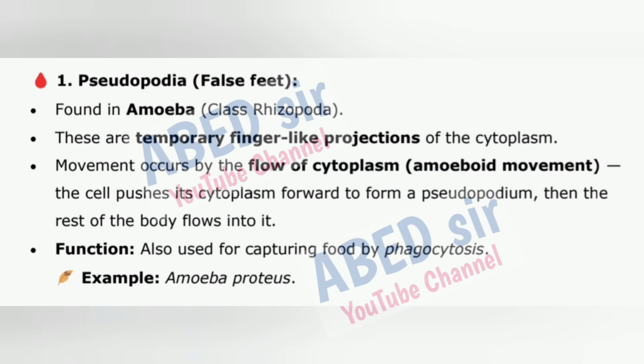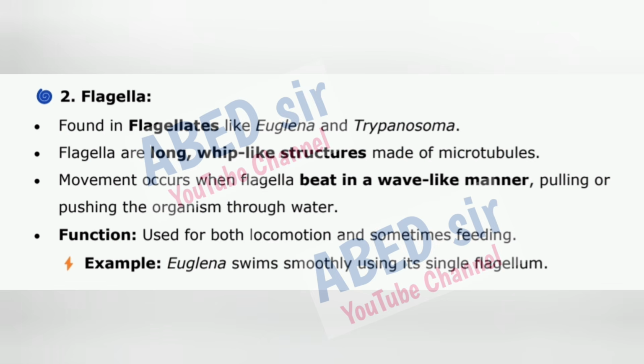Example, Amoeba proteus. 2. Flagella. Found in flagellates like euglena and trypanosoma. Flagella are long, whip-like structures made of microtubules. Movement occurs when flagella beat in a wave-like manner, pulling or pushing the organism through water. Function, used for both locomotion and sometimes feeding. Example, euglena swims smoothly using its single flagellum.